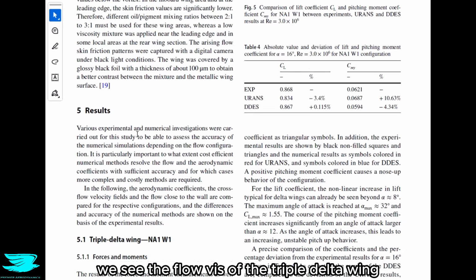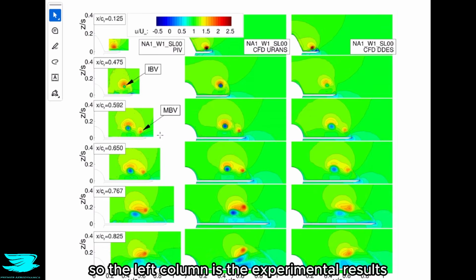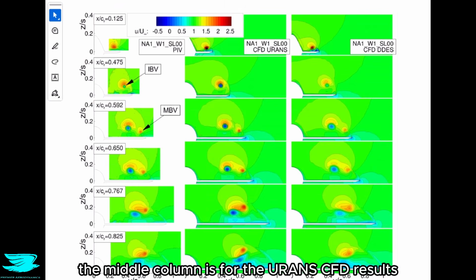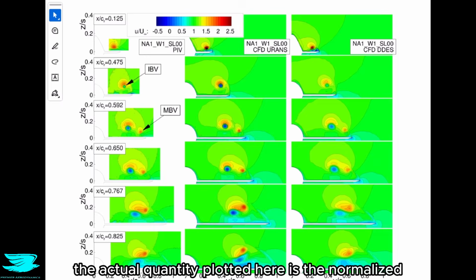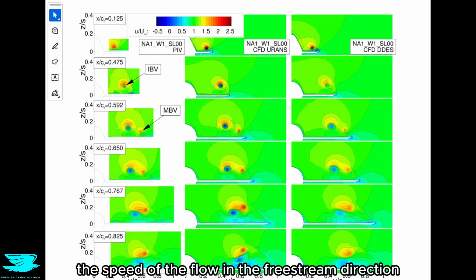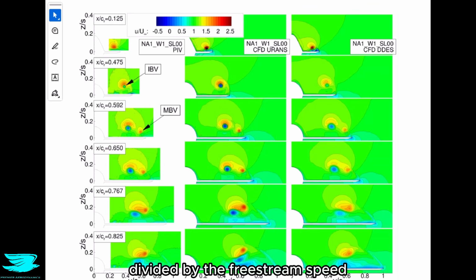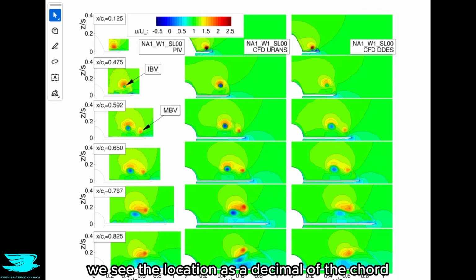So in figure 6, we see the flow viz of the triple delta wing. It's a little complicated, so let's explain what we're seeing here. The left column is the experimental results, the middle column is for the URANS CFD results, the right column is for the DDES CFD results. The actual quantity plotted here is the normalized free stream direction velocity. In other words, the speed of the flow in the free stream direction divided by the free stream speed. 1 corresponds to green in this color plot, which means that the flow at this point is the same speed as the free stream flow. Then we have a bunch of rows. They correspond to different locations down the delta wing. On the top left of each row, we see the location as a decimal of the chord.